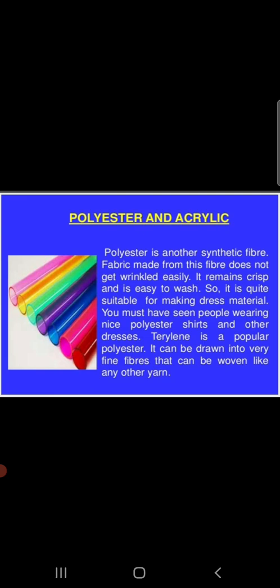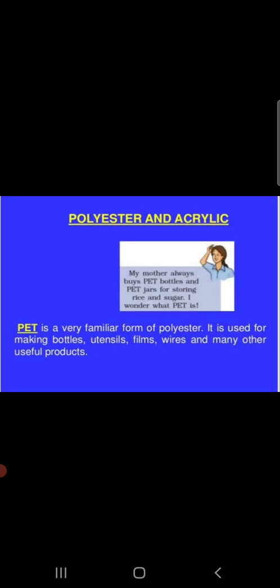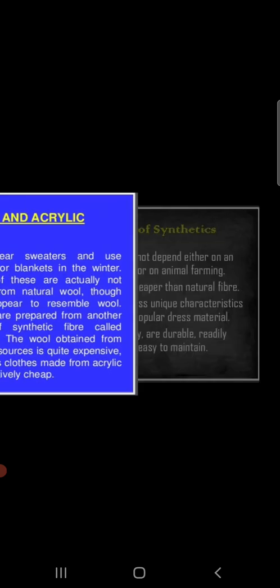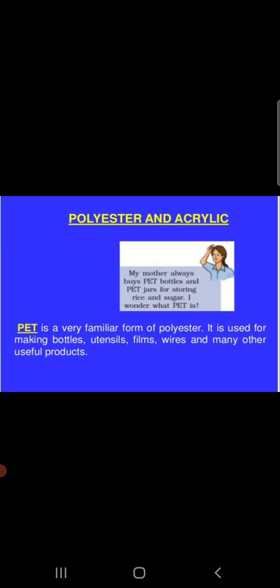Okay, you have heard about PET bottles. When we get mineral water, we see that it comes in PET bottles. So the PET jars used by your mother in the kitchen for storage of water or other things is actually a polyester used for making utensils, wires, film rolls, and many other useful products. Yes, so that was about polyester.